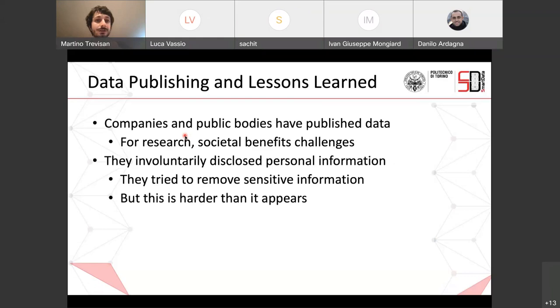Anonymization is not that easy, because publishing personal information is not easy. In the last years, researchers and companies tried to publish personal information, anonymizing the data, but they realized it's not as easy as it seems.